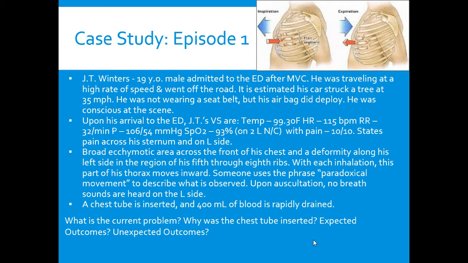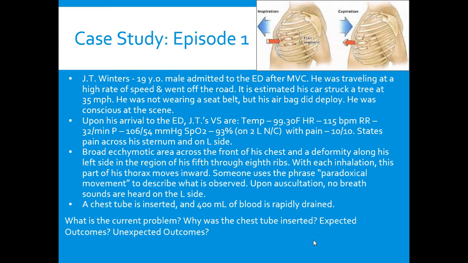So what are some unexpected outcomes? You could get a tension pneumo. A tension pneumothorax can occur if air or blood collects in the pleural space and is not removed. As positive pressure increases, it may cause a mediastinal shift toward the unaffected side, which can result in compression of the heart, vena cava, aorta, and unaffected lung.